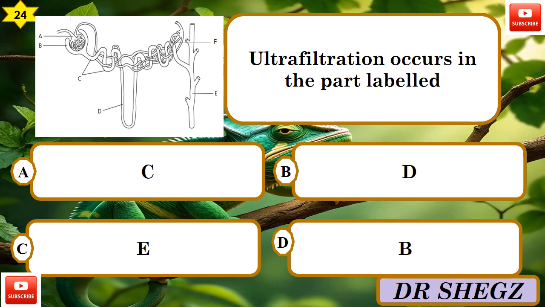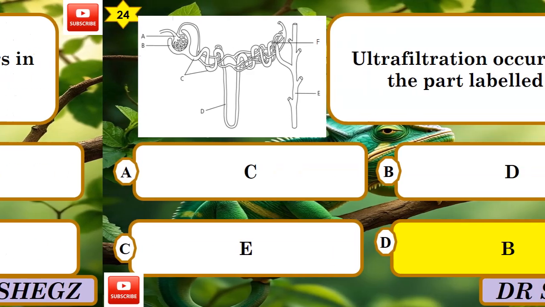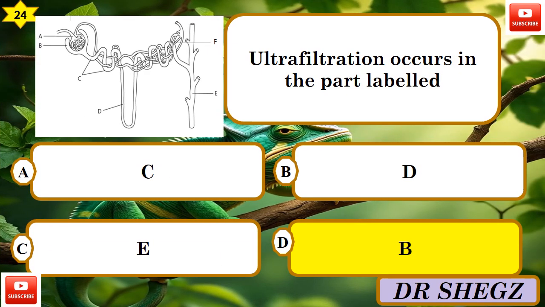Ultrafiltration occurs in a part labeled. Now, this is the course of the urinary tubule that we are given here. So where does ultrafiltration take place? Here it takes place in the part labeled B, and that is the Bowman's capsule. That's where ultrafiltration takes place.